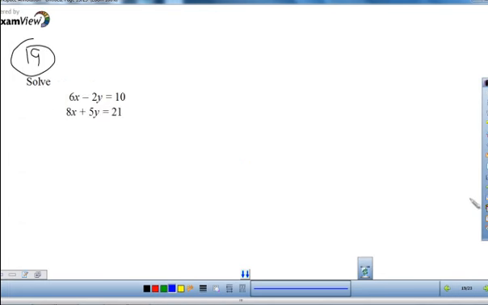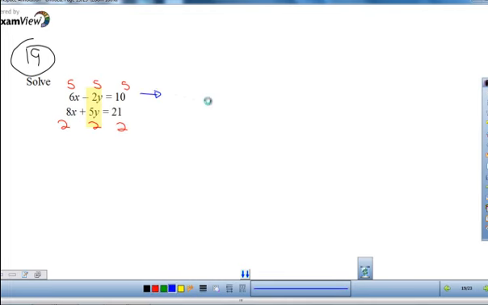Okay, number 19. So we're going to solve. So once again, notice that my equal signs line up. I am going to get rid of the y's first, only because they're smaller numbers. 6 and 8 are larger than 2 and 5. So I look at the 2 and 5 and go, okay, what is the number that they both have in common? That would be 10. So I'm going to have to multiply the top equation by 5, the bottom equation by 2.